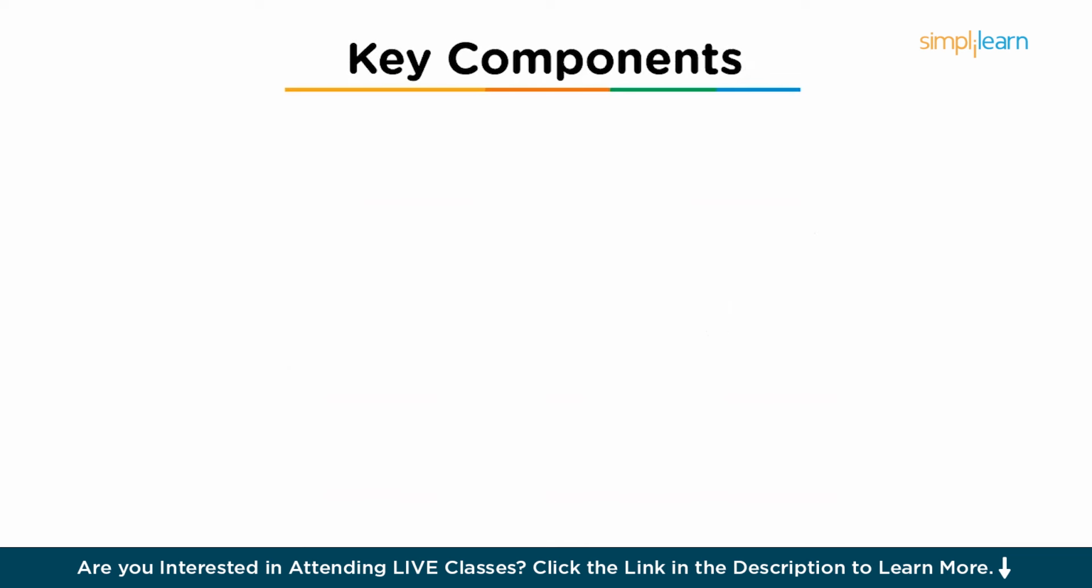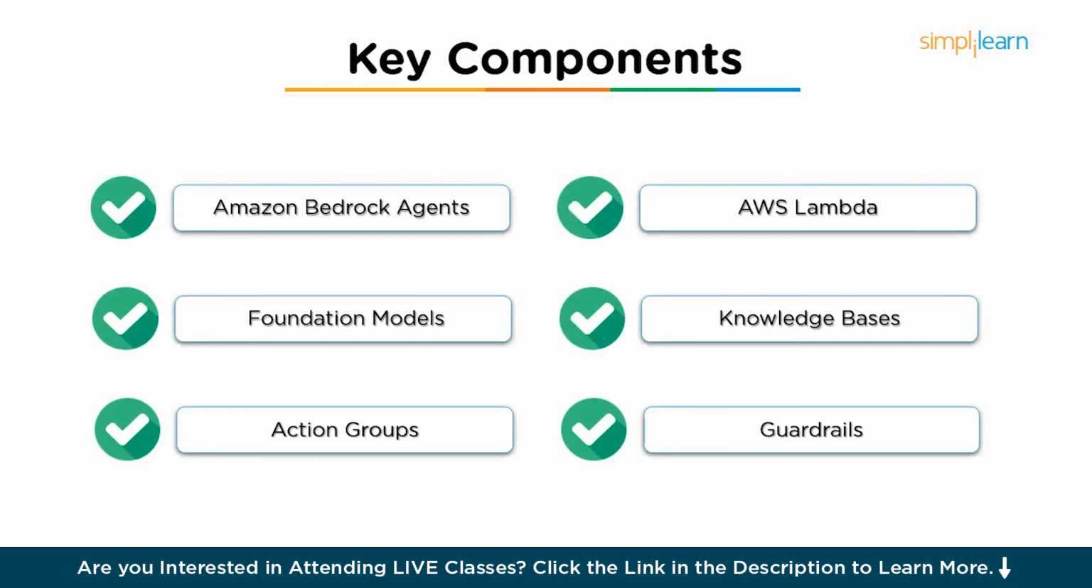Here are some of the key components of serverless agentic workflows. Number 1 is the Amazon Bedrock agent. This is the core AI assistant that interacts with users, understands their queries, and determines the best course of action. It uses pre-trained foundation models from providers like Amazon, Mistral, etc. to process and generate responses. Then there are foundation models. These are large language models that power the agent's natural language processing capabilities. The model helps the agent understand questions, retrieve information, and generate responses.